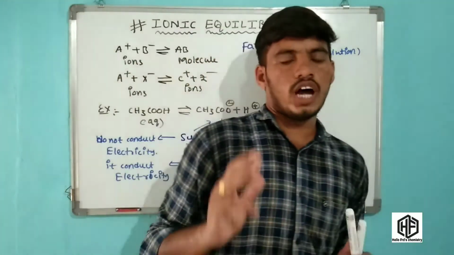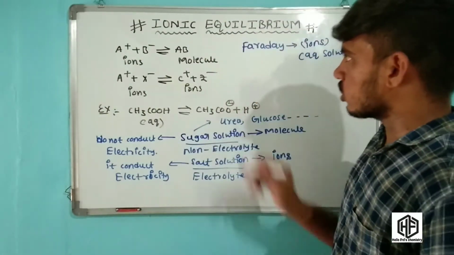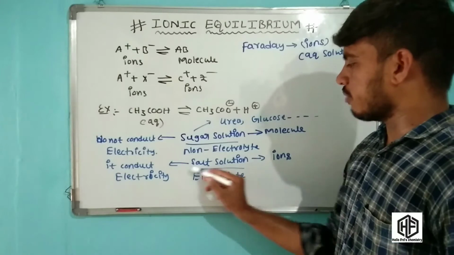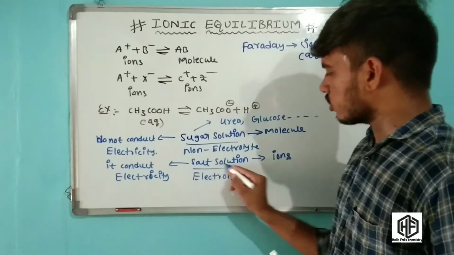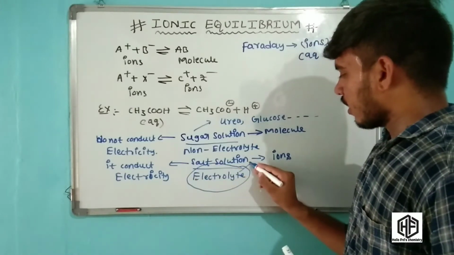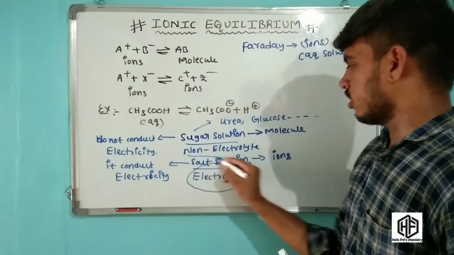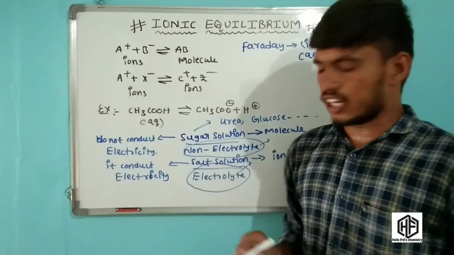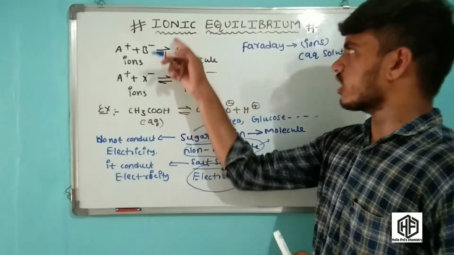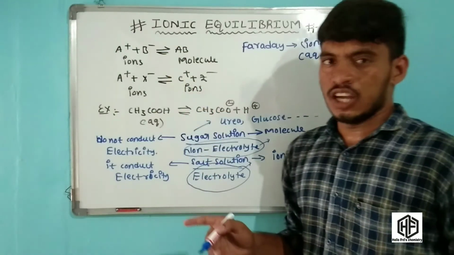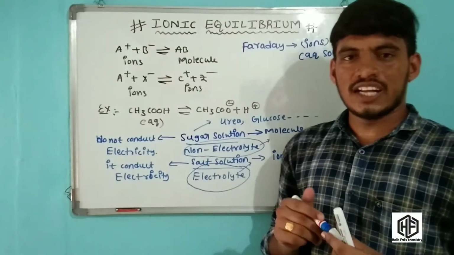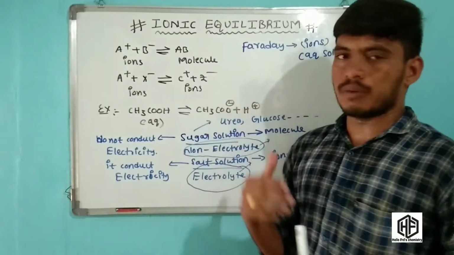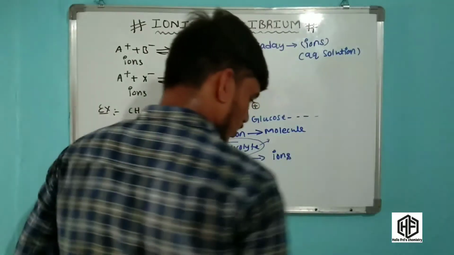Now in this video I am going to talk only about ionic equilibrium, where ions are present. The topic concerns only electrolytes. It does not talk about non-electrolytes. Only electrolytes are discussed in ionic equilibrium. Now what are electrolytes and what types of electrolytes are present in this chapter? See this board. This is clear, friends.